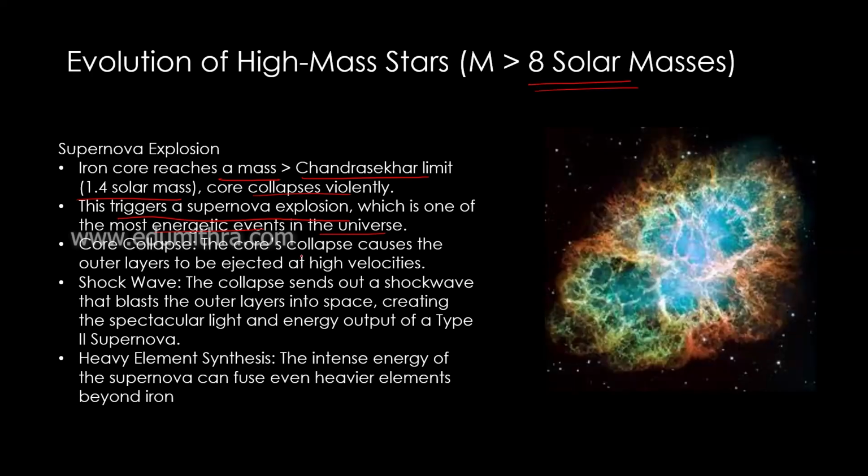Now, after the core collapses, because of its shock waves and all, the outer layer will be ejected at high velocities. So the outer layer will be ejected outside, and there will be a lot of emission of neutrinos and all. And during this, another spectacular thing is happening, that is heavy elements will be synthesized.